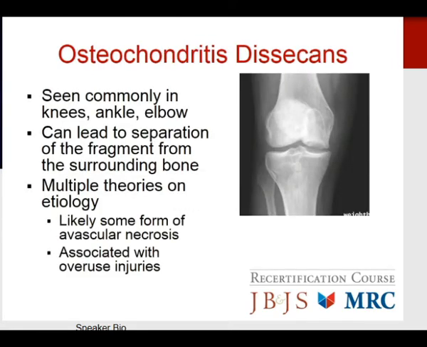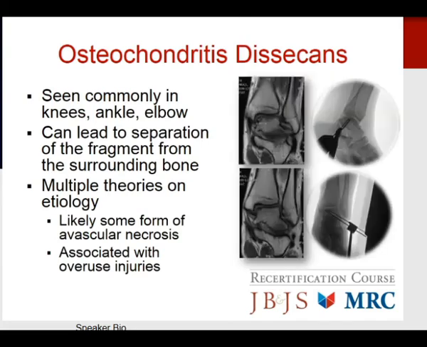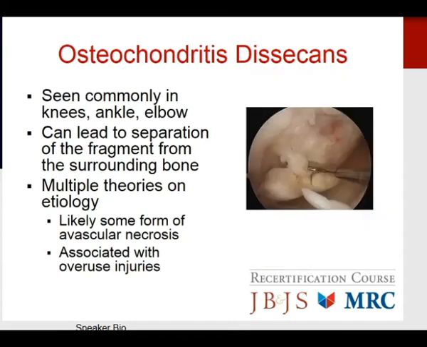Osteochondritis dissecans is very common in children between the age of 12 and 15 and is seen commonly in the knees, ankle, and elbow. This can lead to separation of the fragmented bone from the surrounding bone, and there are multiple theories on etiology, but most of these theories rely on overuse, and it's felt to be likely some form of avascular necrosis.